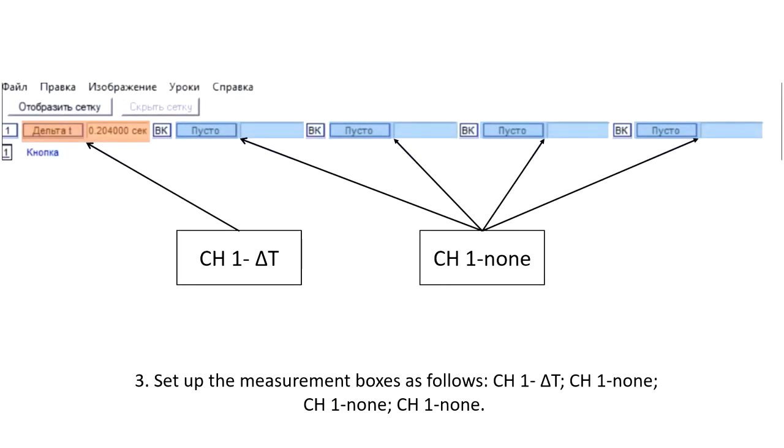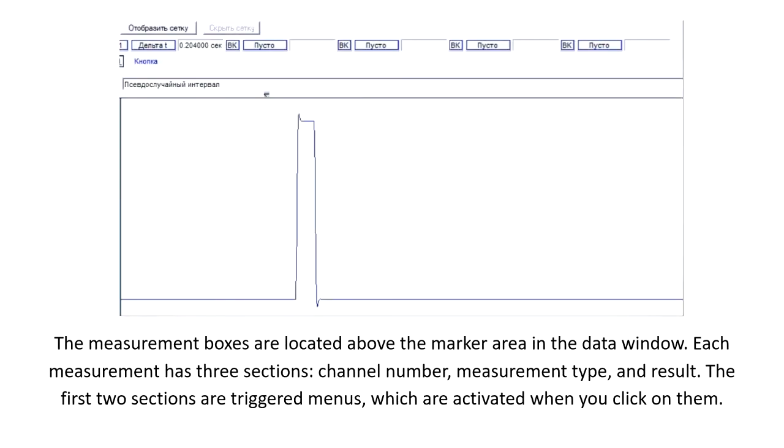3. Set up the measurement boxes as follows: CH1, delta T, CH1 none. The measurement boxes are located above the marker area in the data window. Each measurement has 3 sections: channel number, measurement type, and result. The first 2 sections are pop-up menus, which are activated when you click on them.